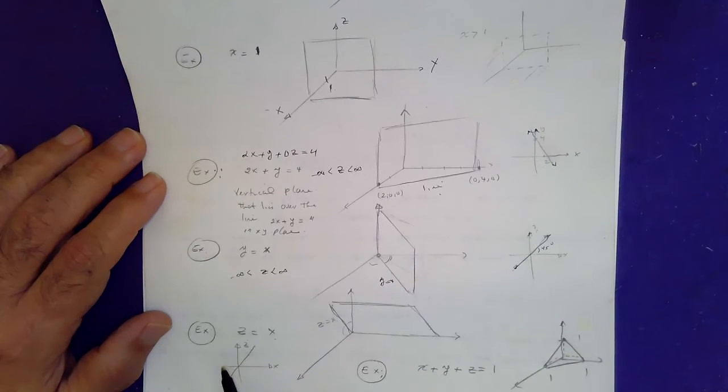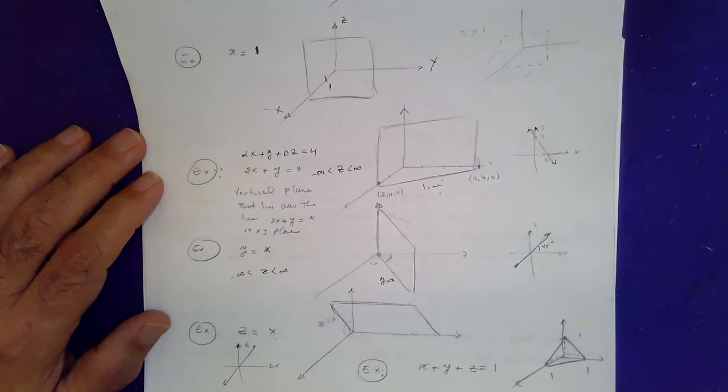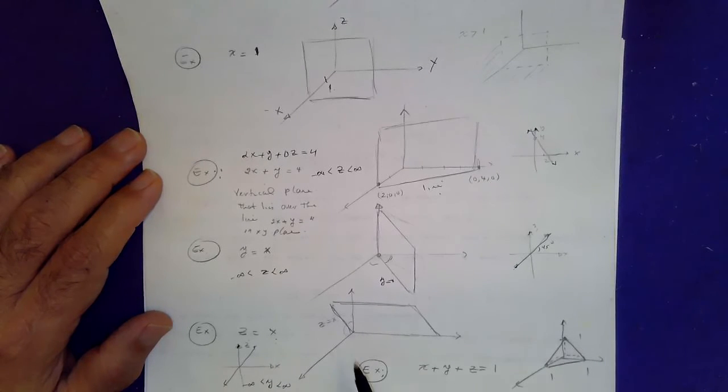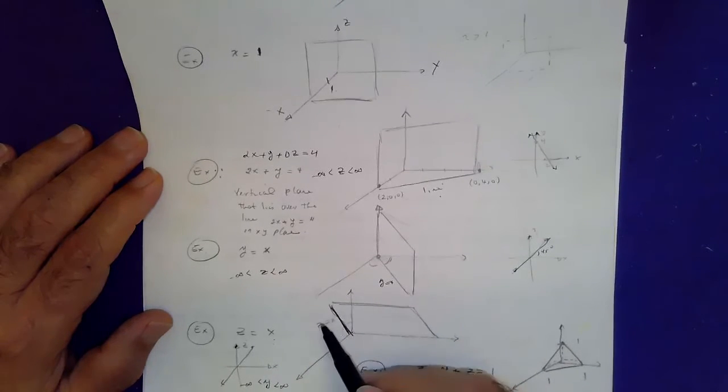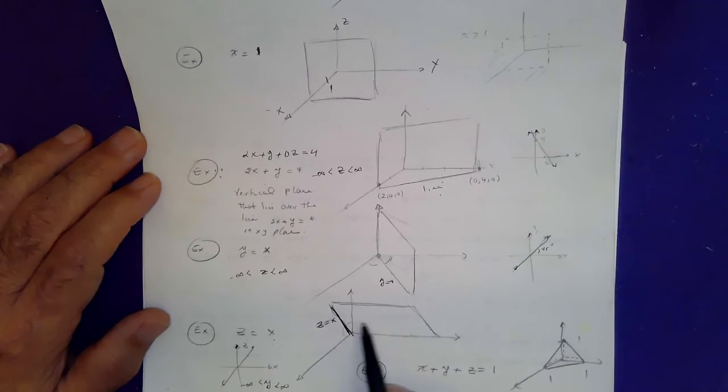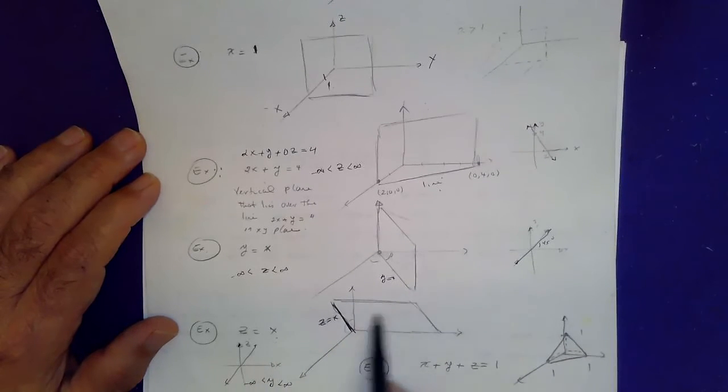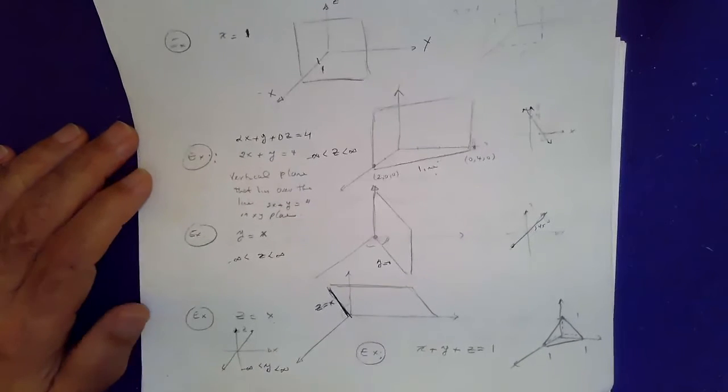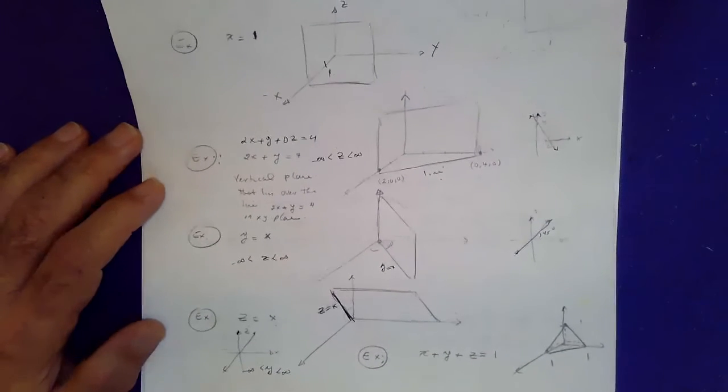Z equals x is a line on the XZ plane. But notice y is missing, so y goes from negative infinity to infinity. So this line is z equal to x on the XZ plane, but y is missing, so that means y goes from negative infinity to infinity. So the graph is still a plane.